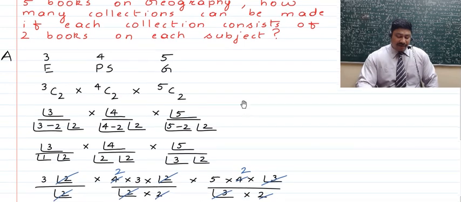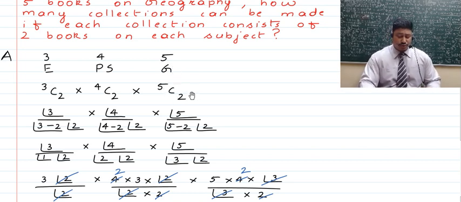So here we first write the number of books that we have, that is 3 of economics, 4 of political science, 5 of geography. Then from the books of economics we can choose 2 books as 3c2. Then we can choose 2 books as 4c2 of political science, and then from the 5 books of geography we can choose 2 books as 5c2 ways, as here order is not important.